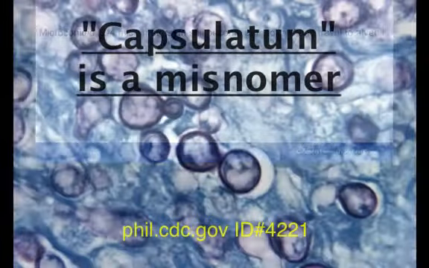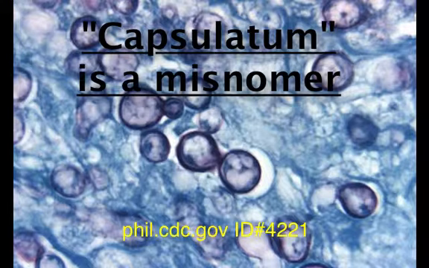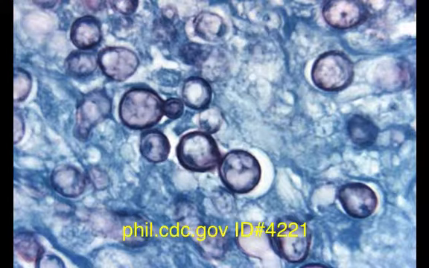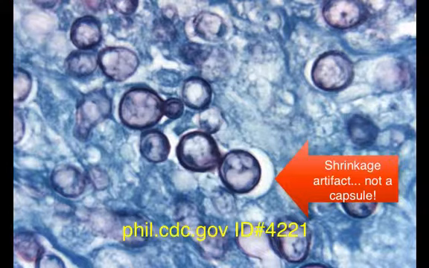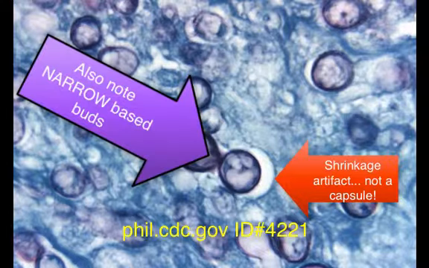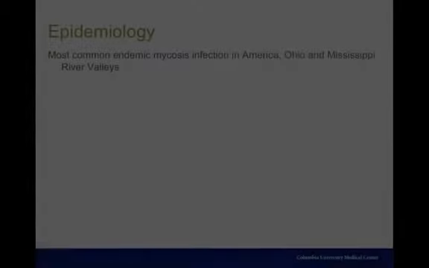The capsulatum designation is actually a misnomer. These are not encapsulated organisms, but in tissue sections that reveal the yeast, there is a shrinkage artifact which creates halos around the yeasts, making it look like they have capsules.